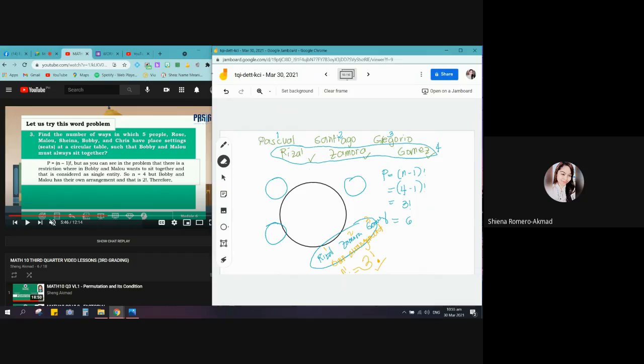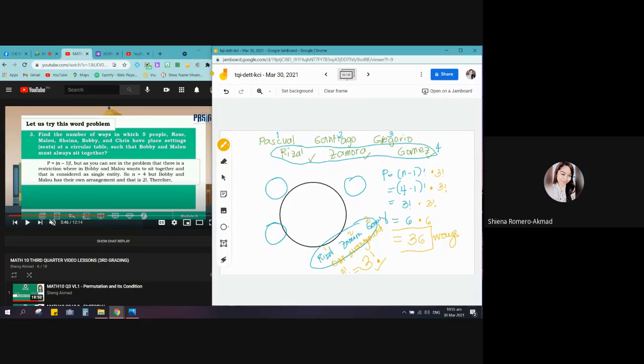Mali ako dito, 3 factorial is 6. So i-multiply natin dito si 3 factorial. Yun yung own arrangement nila, sa kanila lang kasi nga magkakatabi sila. Gusto nila sila lang ang magkakatabi. So that's 6 times 6 equals 36. So there are 36 ways of arranging these persons in this round table.